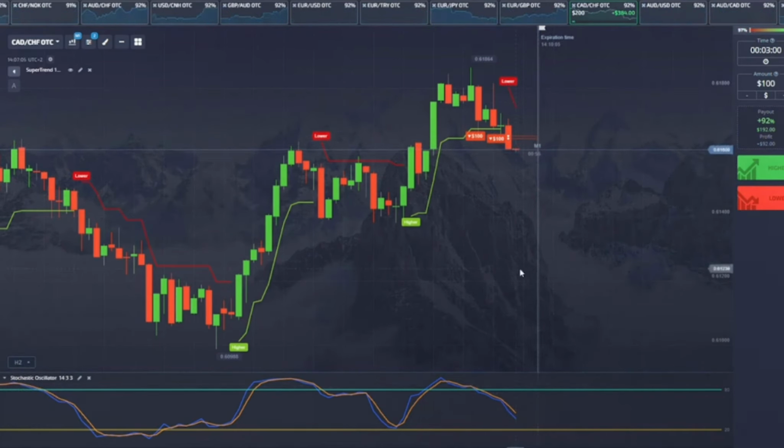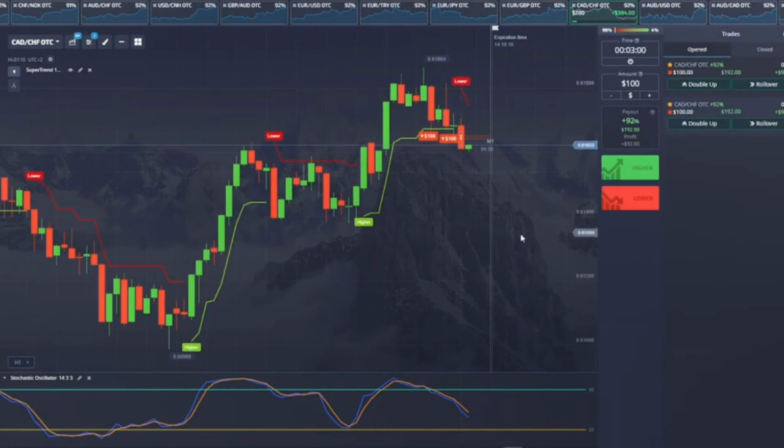We use 1 minute candles and the trade expiry time is set at 3 minutes. We take sell trades like the ones on screen when the SuperTrend indicator shows a lower signal and the Stochastic Oscillator is going downward from the overbought condition.